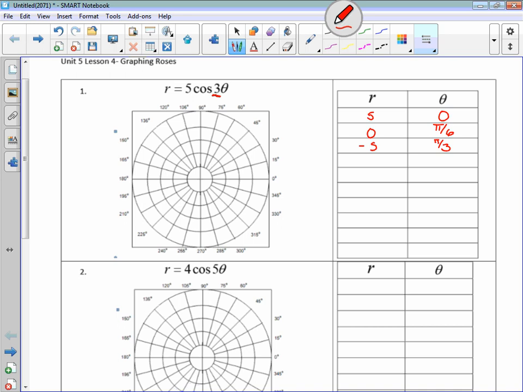Should I do pi over 2? I could, but that's not going to be too ugly, because that's going to give me 3 pi over 2, right? What do I get for that then? 0. Right? And then I'm just going to keep working my way around the circle. So next would be 2 pi over 3. So what do I get? Okay, so what would I get for R then? 5.